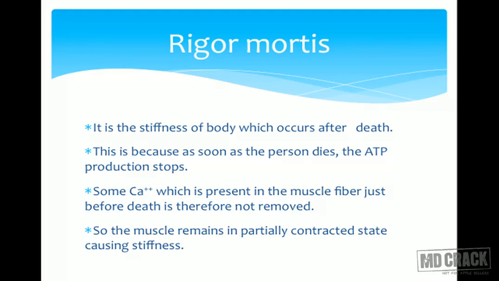Will there be any ATP to cause detachment of these actomyosin complexes? No. So the actomyosin complexes will remain attached. Calcium level in the cytoplasm will not be decreased. So in that case, the muscle will remain in a partial state of contraction. This is nothing but the rigor mortis.